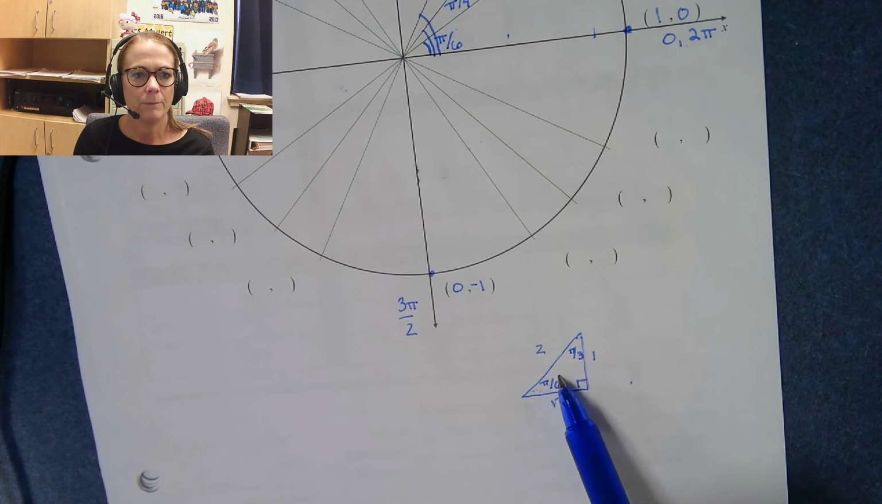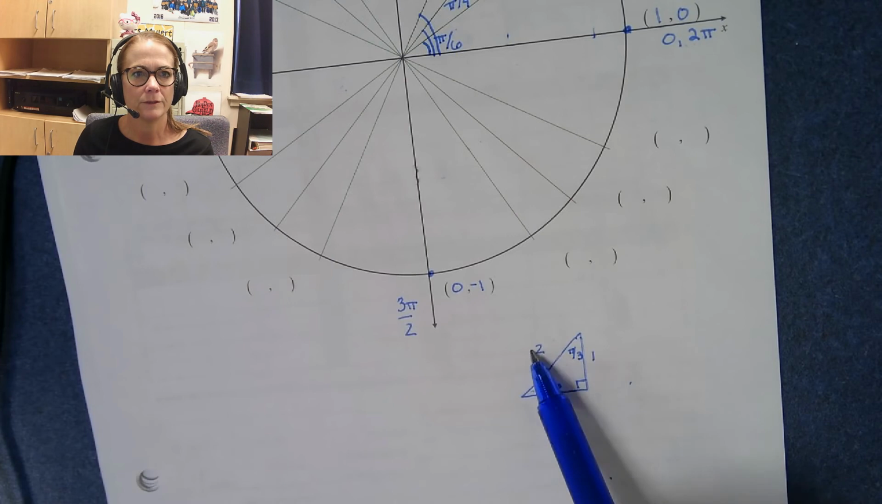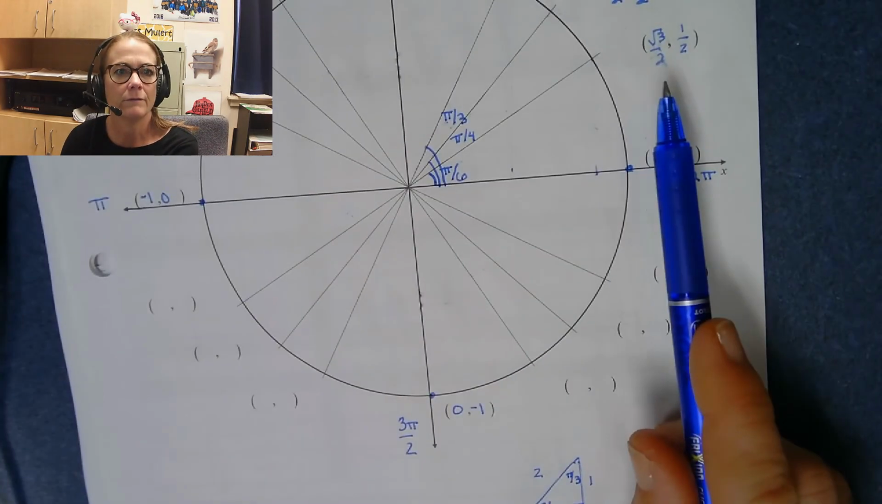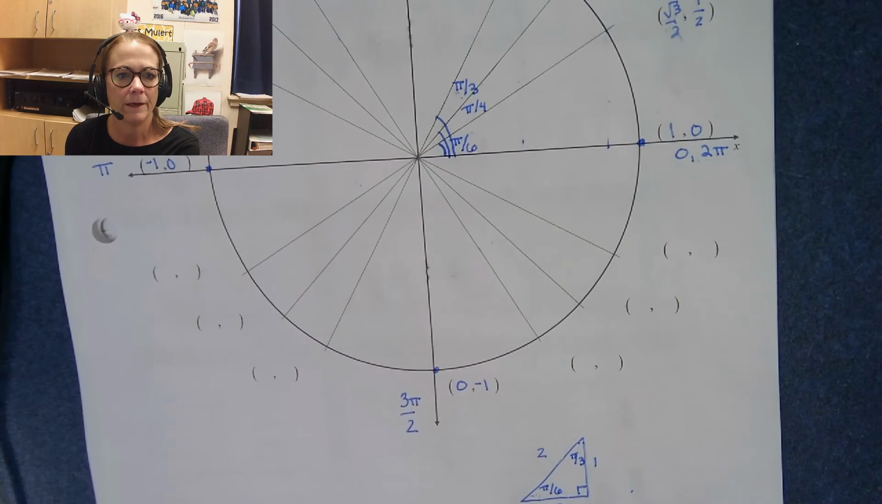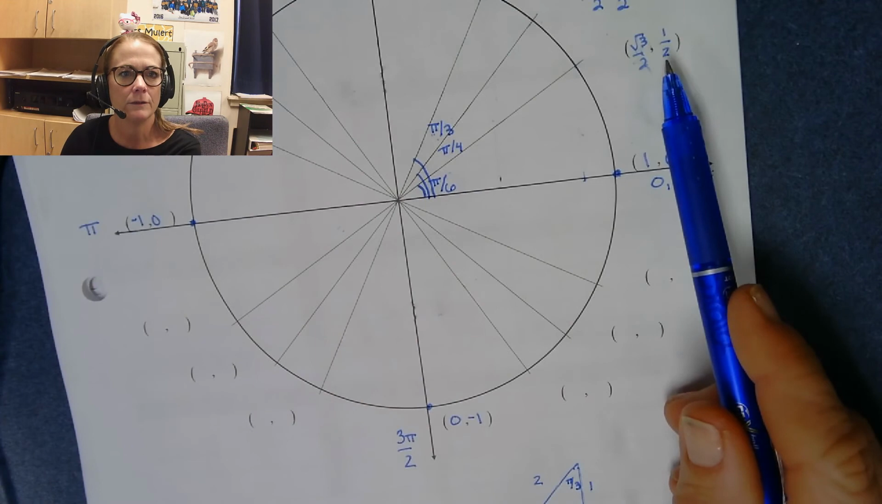So this 30-degree angle here, you can see the cosine is root 3 over 2. And there you go. That's your x value. And the sine of this 30 degrees, 1 over 2. And sine is your y value.